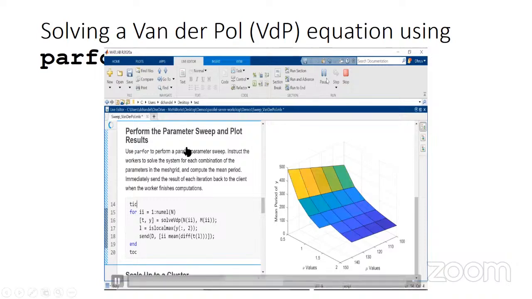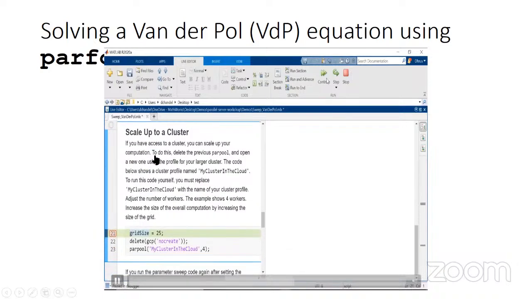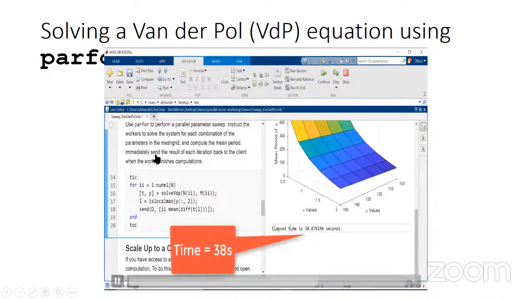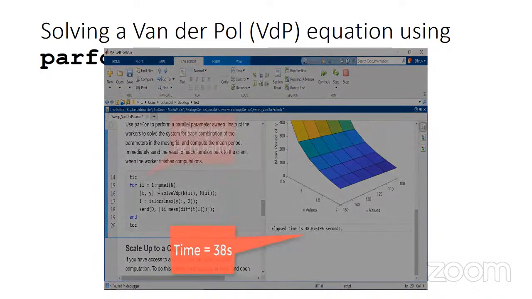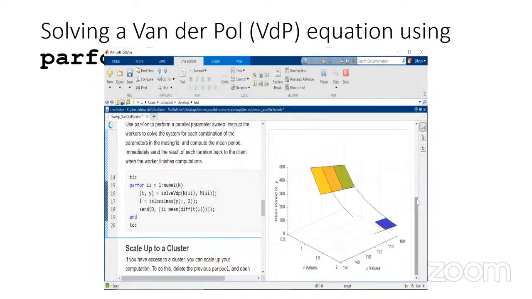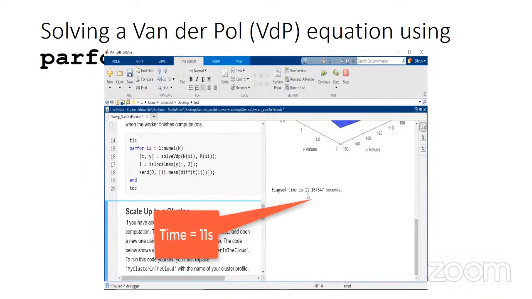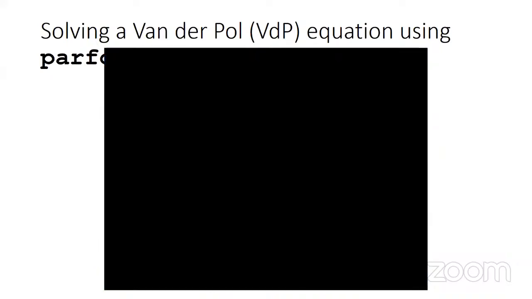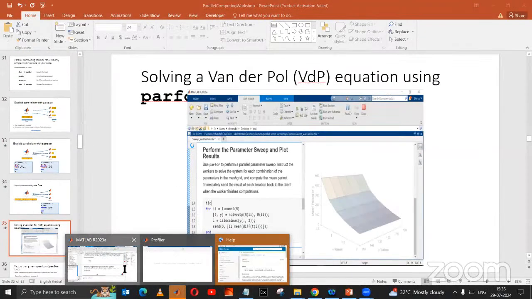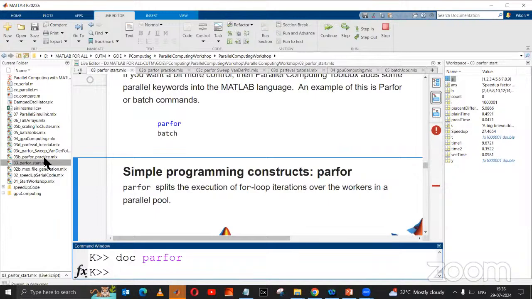Here it is written that use parfor to perform a parallel sweep. Just see the example. I am showing you that the elapsed time here is 38 seconds. If I use for, it will take approximately 38 seconds. But if I change to parfor, then it will take only 11.16 seconds elapsed time. Now I am showing you that one.